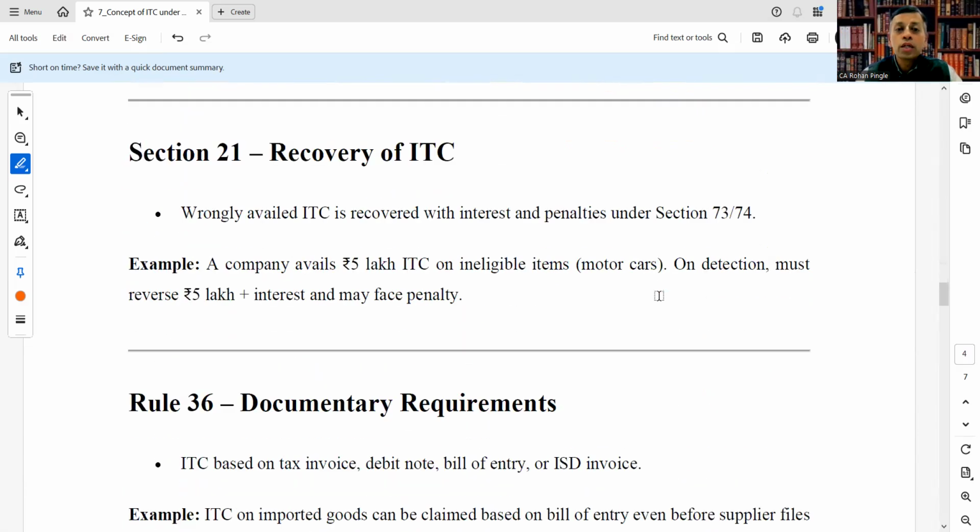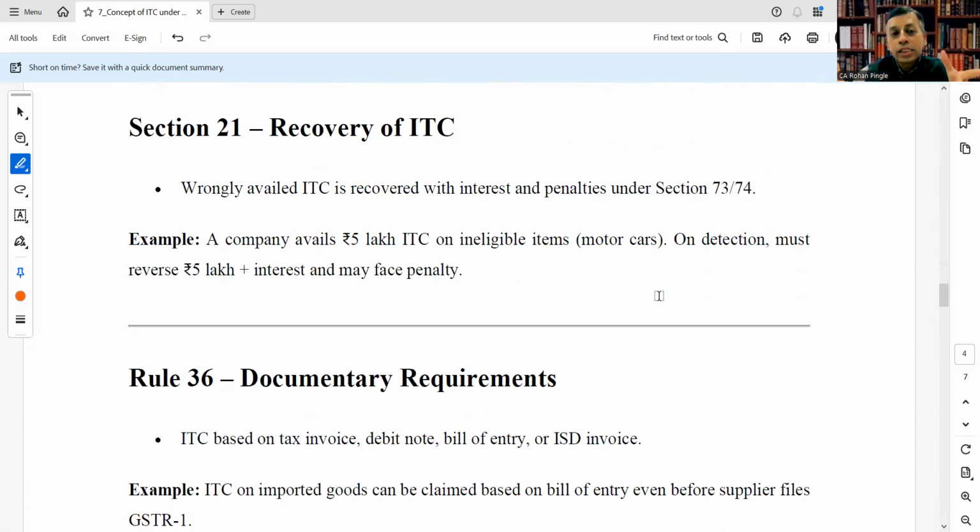Next, Section 21, recovery of ITC. Wrongly availed ITC is recovered with interest and penalties under Section 73 or 74. Section 74 covers fraud cases and Section 73 covers other than fraud cases. Whenever there is a recovery of ITC, for any reason, wrongly availed ITC is recovered with interest and penalty under Section 73 or 74.